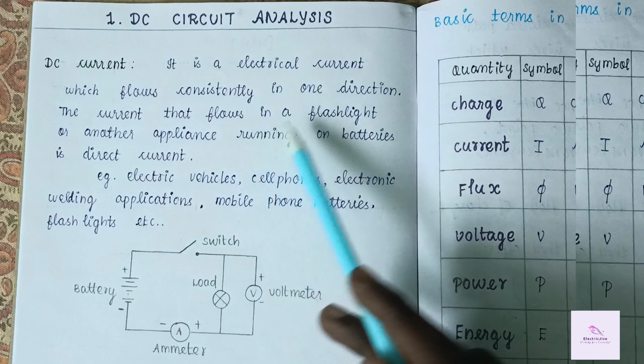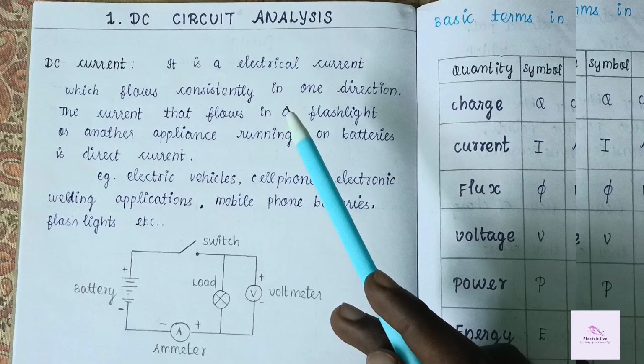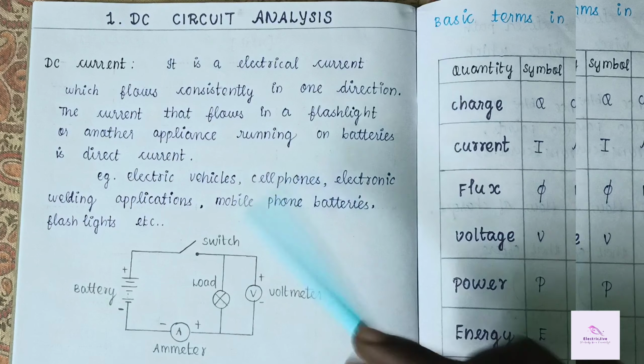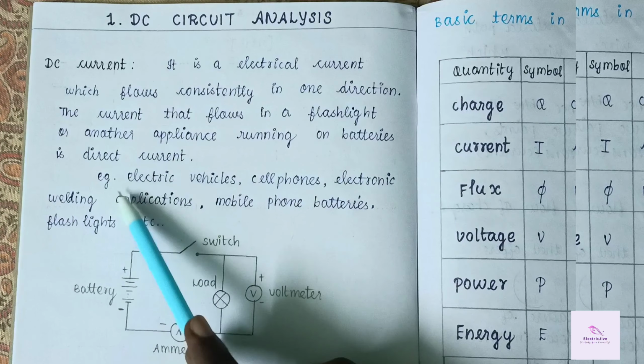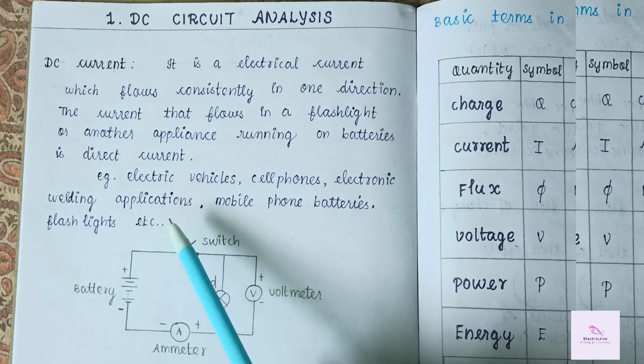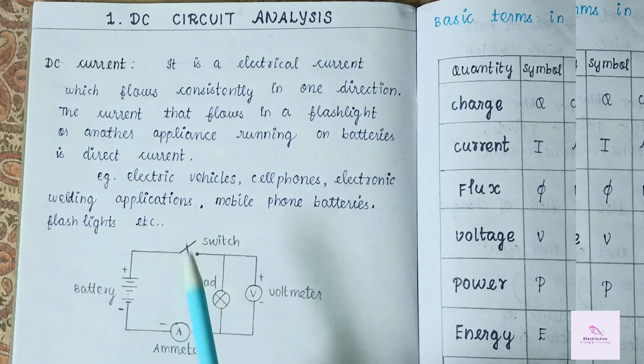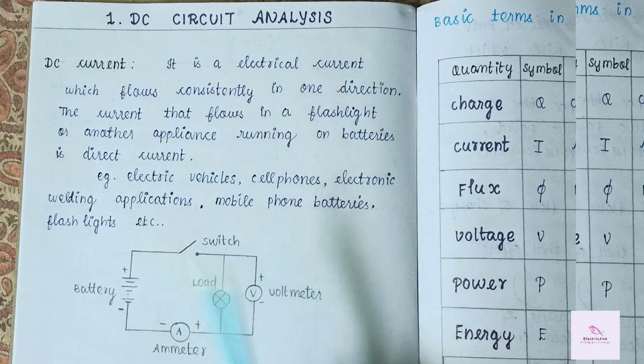DC means direct current. Direct current, the name itself says it flows only in one direction. Examples of direct current are electric vehicles, cell phones, electronic welding appliances, mobile phone batteries, flashlight, etc. These are the examples of DC current circuit.